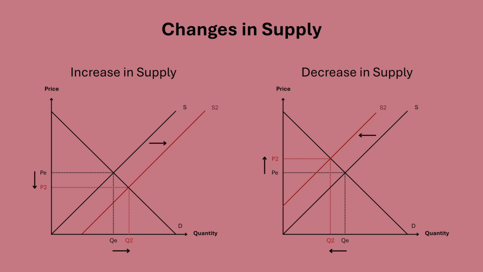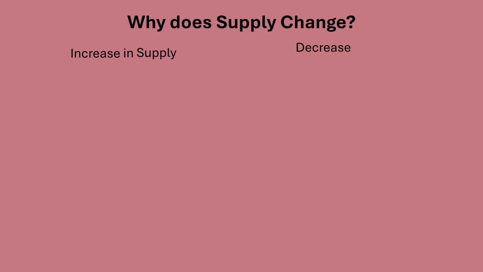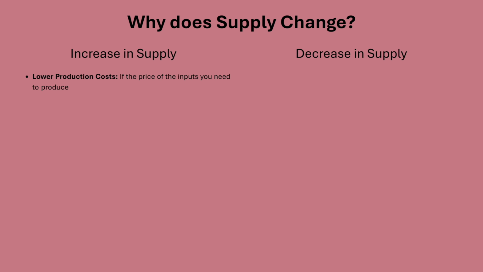Let's have a look now at the things that increase and decrease supply. Firstly, lower production costs. Honestly, the majority of the NCEA exam questions relate back to cost of production. This just means how much it costs the business to make the thing that they're selling. If it becomes cheaper for the business to make that thing, then they can increase their supply.